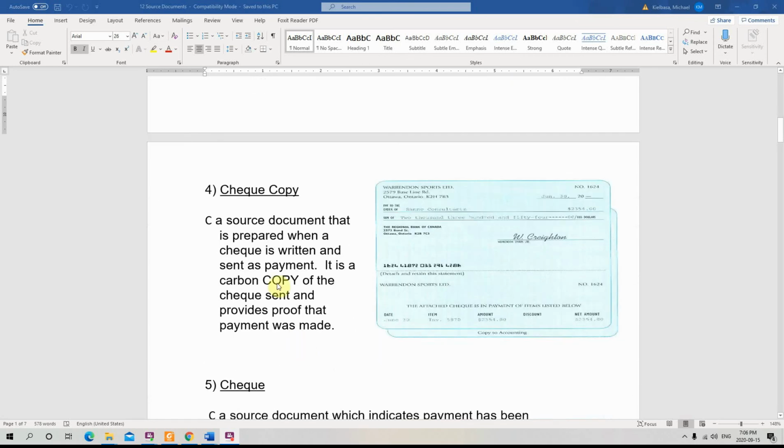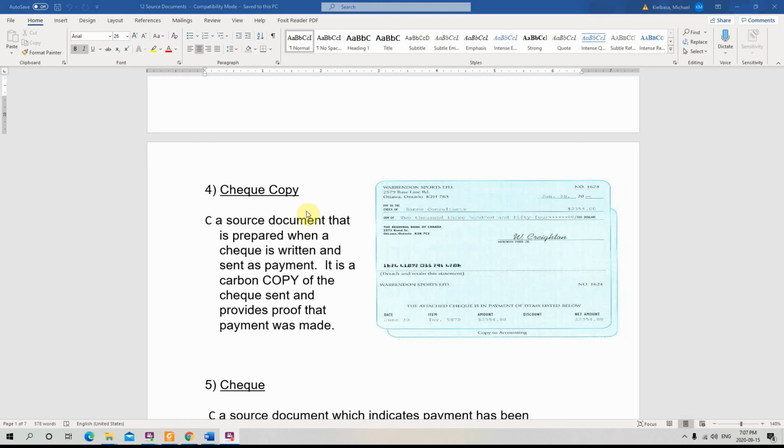Now, business checks are slightly different than the checks your parents might use. Okay, they're larger. And the check portion is at the top, and the bottom portion is like a details portion that you can rip off. Okay.